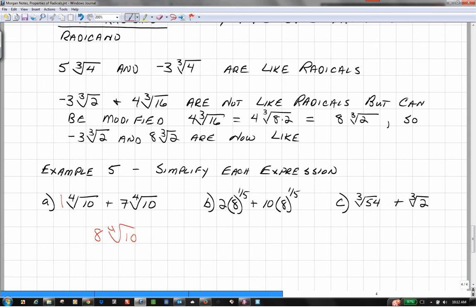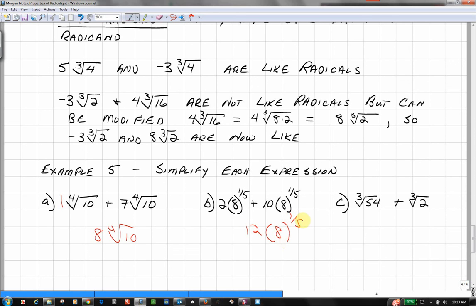Okay? On the next, it doesn't matter even if they're in rational exponent form. Here I have the same base, 8 and 8, the same exponent, 1/5 and 1/5. So because those are the same, this would simply be 12 times 8 to the 1/5 power.